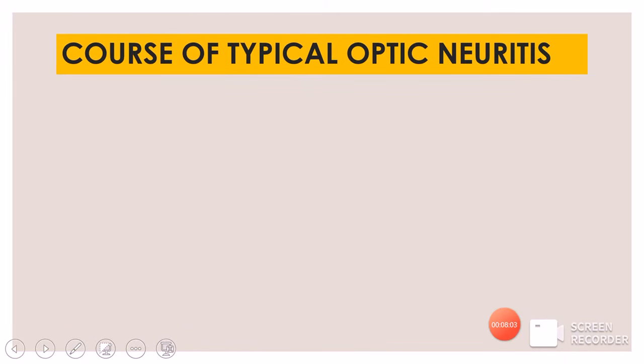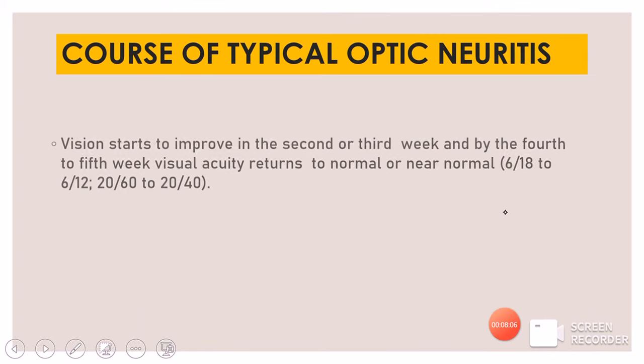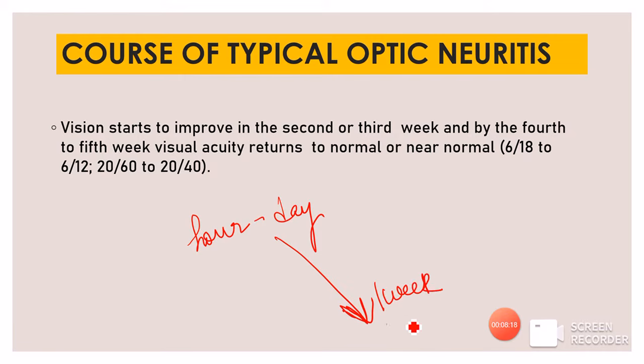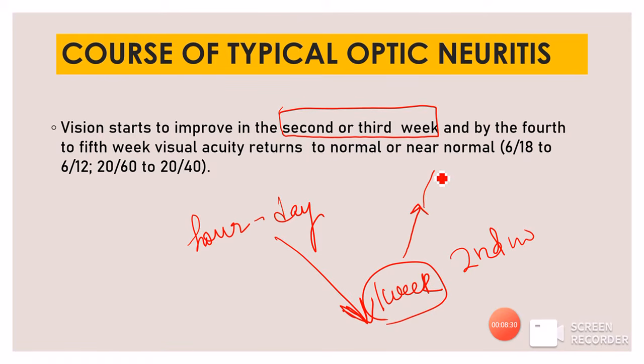Now, what is the course of a typical optic neuritis? What did I tell you, that the optic neuritis will progress within hours to days and will reach its trough in about one week's time. However, from the second week onwards, it is going to start improving. So it starts improving from the second to third week, and by about the fourth or fifth week, the visual acuity is going to return to normal or near normal.